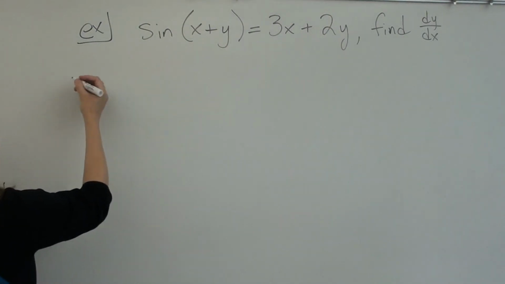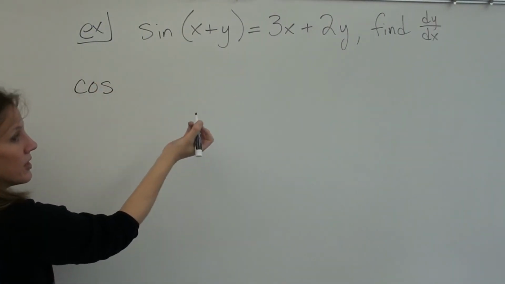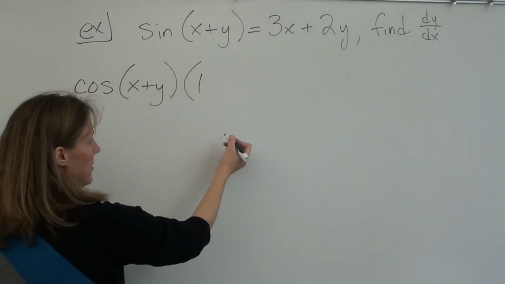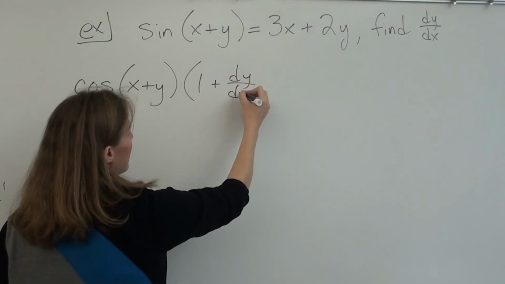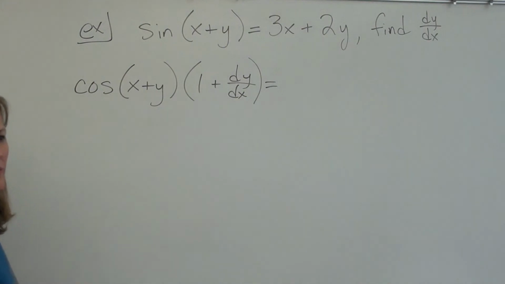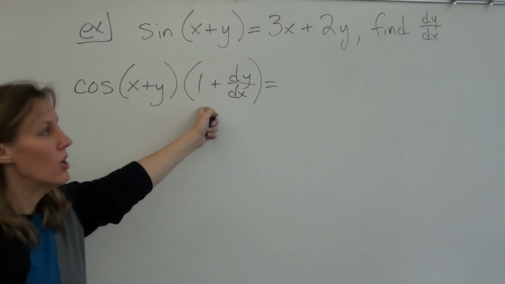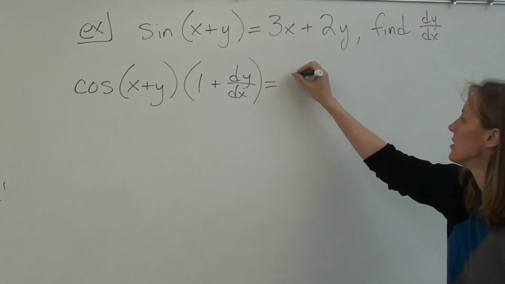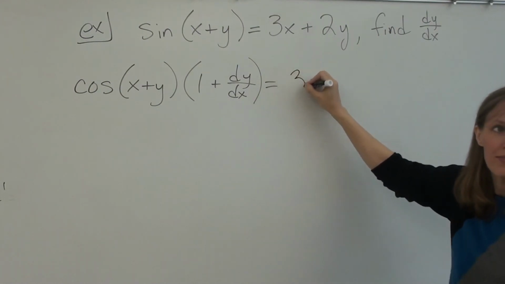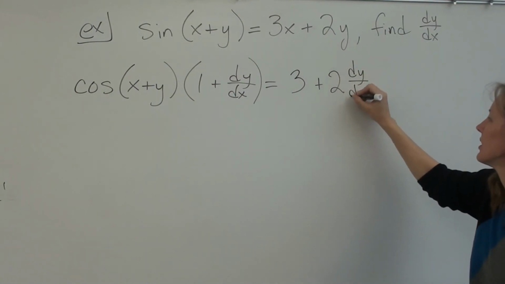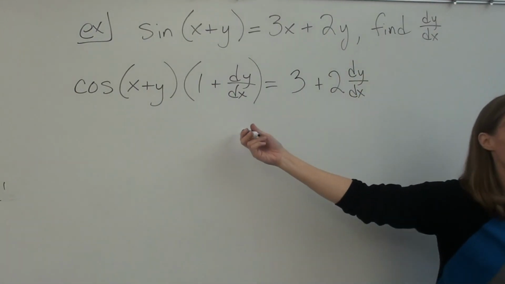Alright, so derivative of sine x plus y is cosine x plus y times 1 plus dy dx. Is everyone okay with that? Remember, the argument doesn't change, right? And then you just multiply by the derivative of the argument. What's the derivative of 3x? 3. What's the derivative of 2y? 2 dy dx. Good.